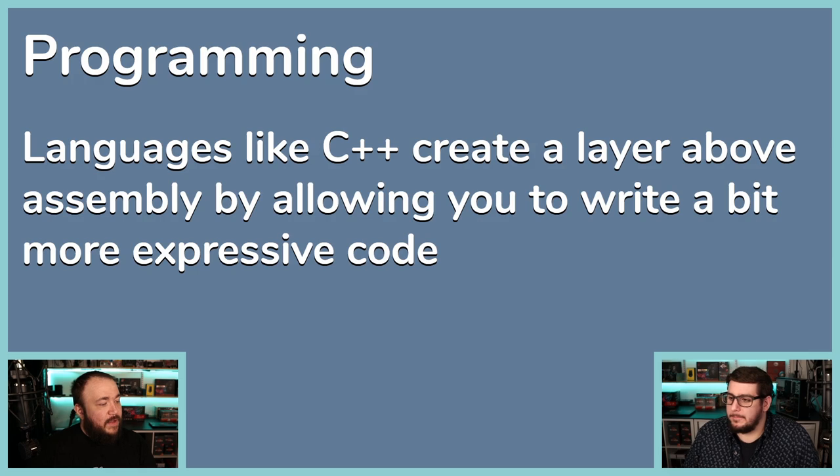So languages like C++ create a layer above assembly. They allow you to write a bit more expressive code. Assembly is kind of the very base level. Yeah, there is stuff below it, and sometimes you don't go directly to assembly. Go deep. Go very deep. I think it's called microcode.